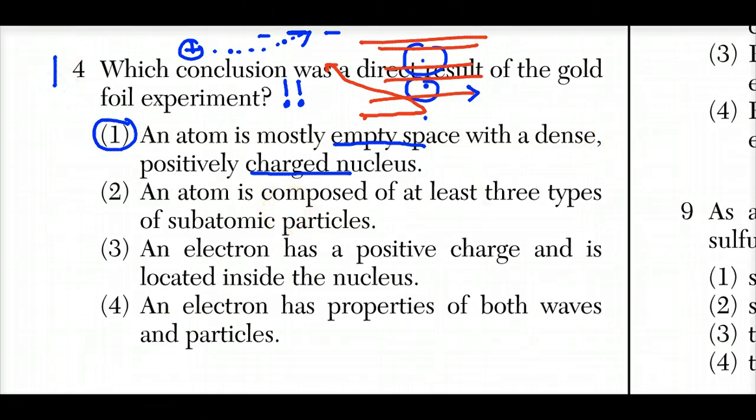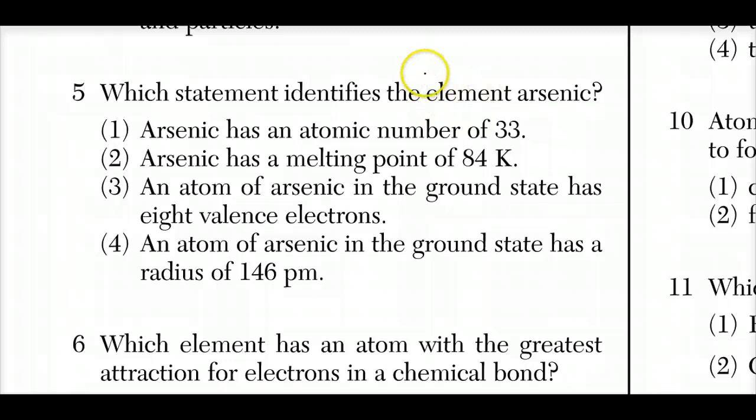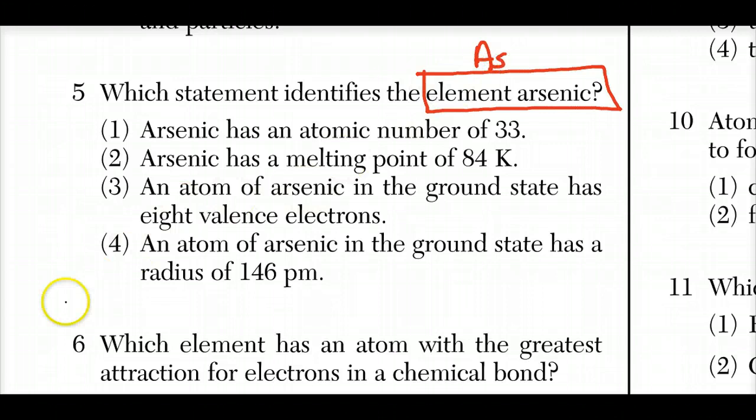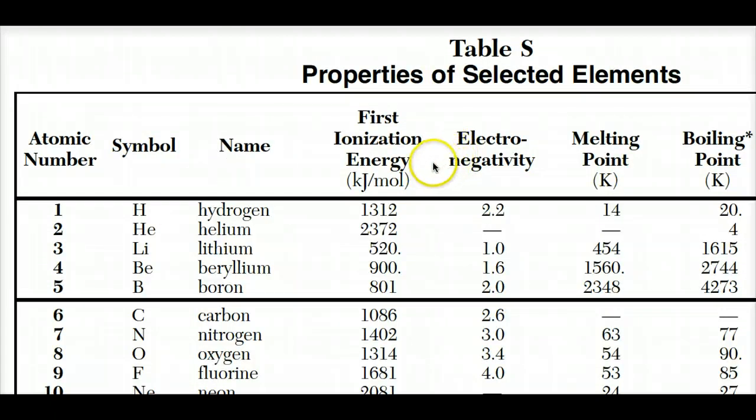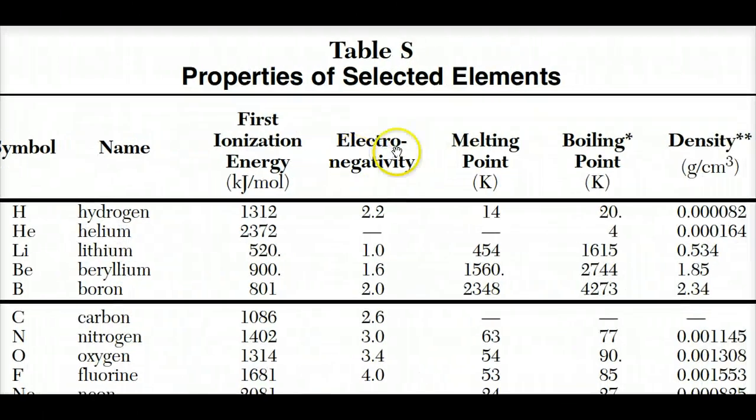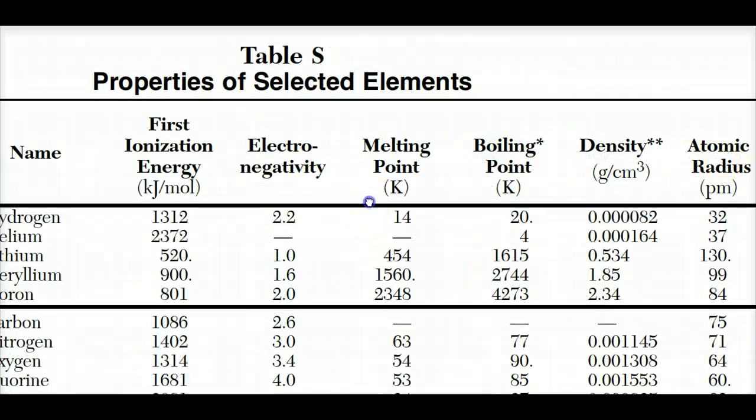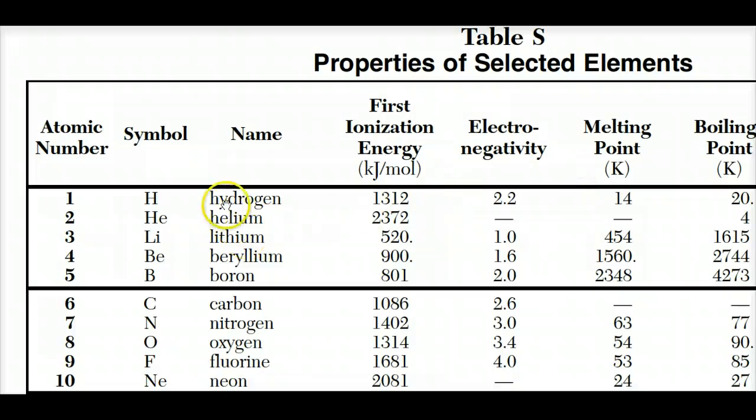Number 5. Which statement identifies element arsenic? Okay, now arsenic is As. If you don't know, table T can help you. I meant table S. Sorry. So table S can help you. And as I've mentioned earlier, table S gives you a bunch of information: ionization energy, electronegativity, attraction for electrons, melting point, boiling point, density, and the size of the atom, along with the name and the symbol.